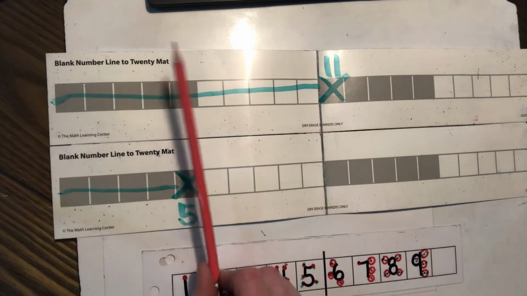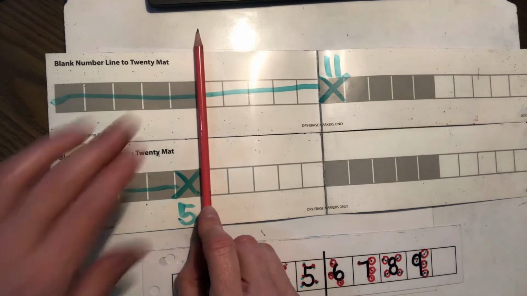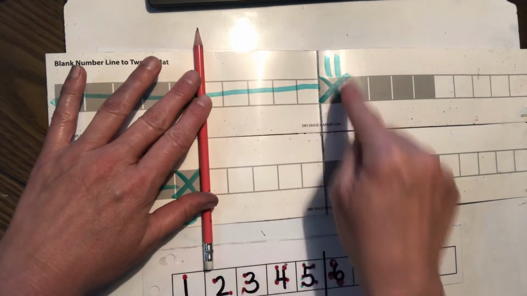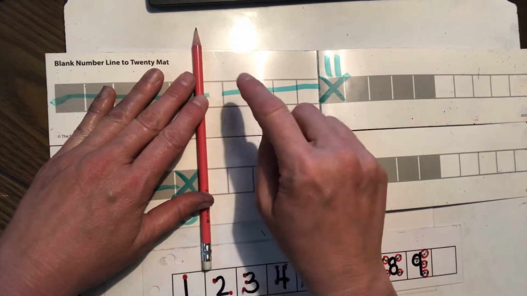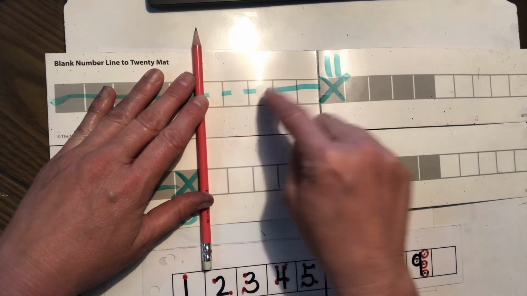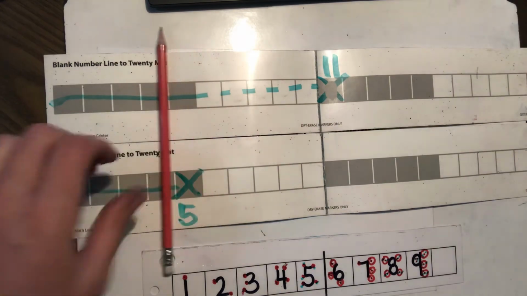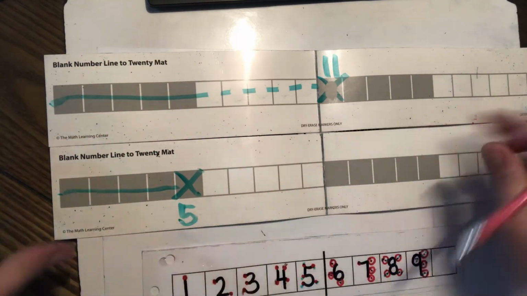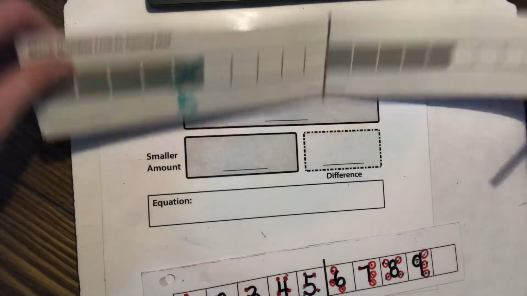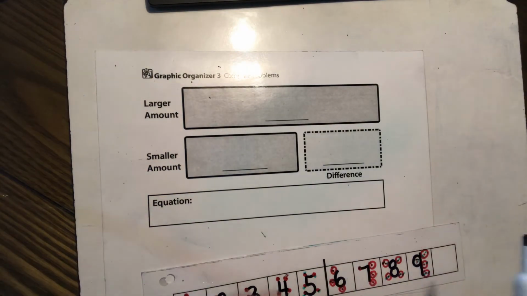So we're going to go to the end of what they have in common. 5 is all they have in common. And we're going to count this extra here. 1, 2, 3, 4, 5, 6. 6 fewer. So let's double check that with our mat.